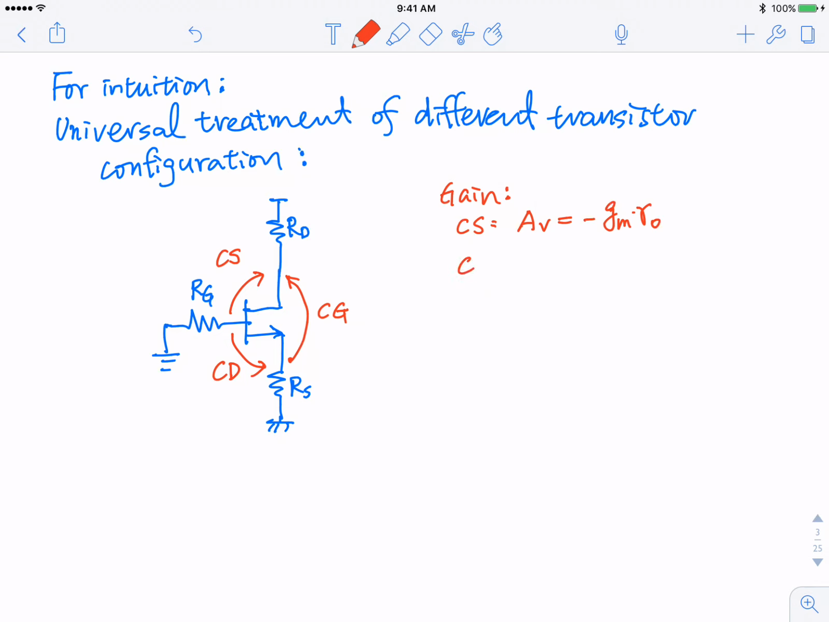For a common drain, a source follower, the gain is almost 1. And for common gate, its AV is the same but positive, GM R0. But this is also basically a current buffer, and the current gain is minus 1. The minus just accounts for the direction. So it's a very simple way of looking at it.